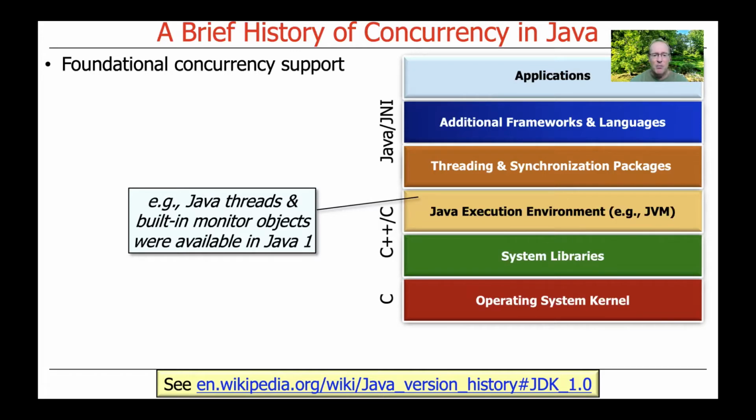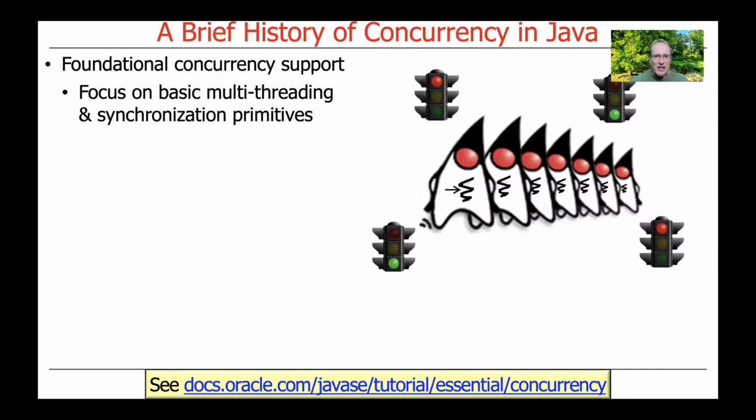The threads and built-in monitor objects that were available from the beginning in Java are part of what we call the Java execution environment layer, which is something like the Java virtual machine or the Android runtime. So it's basically baked into the underlying infrastructure part of Java. These are typically implemented in C and C++ using wrappers around the underlying system calls available from the operating system that the virtual machine or execution environment is running on top of. The focus for the foundational concurrency support is basically on multi-threading and synchronization primitives.